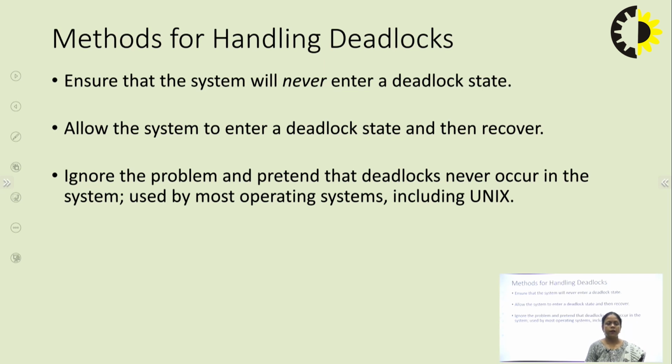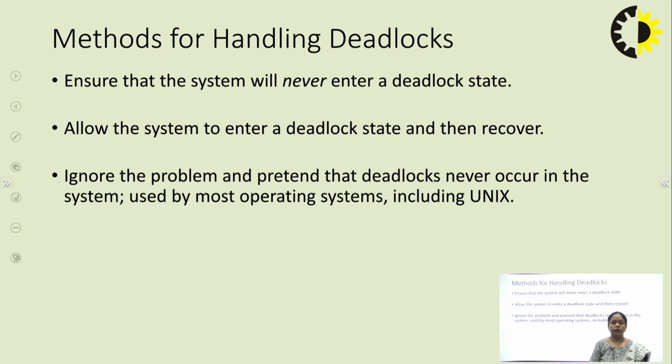Now we see how we can handle deadlocks. First, ensure that the system will never enter a deadlock state. The system should not come into the deadlock state. That can be prevention. Next is to allow the system to enter the deadlock state and then recover. This is another possibility. Third is to ignore the problem and pretend that deadlock never occurs in the system.